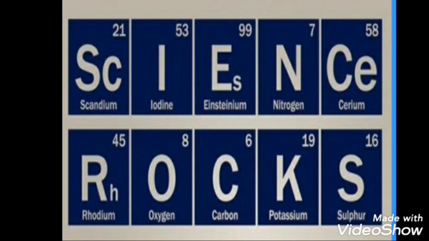Science rocks, which indicates elements, symbols for the spelling. You write your name for the spelling, finding elements using the periodic table.